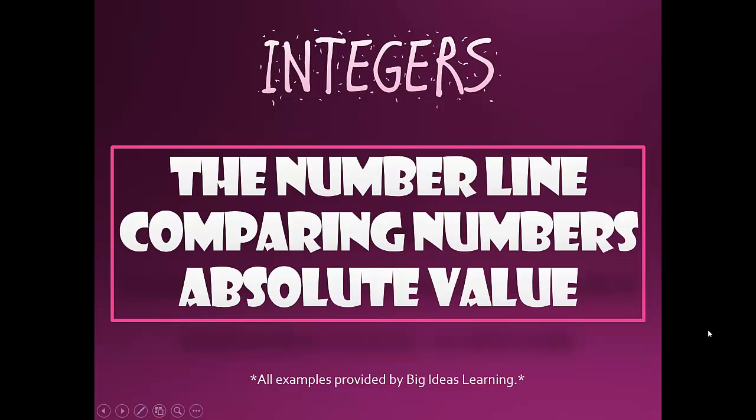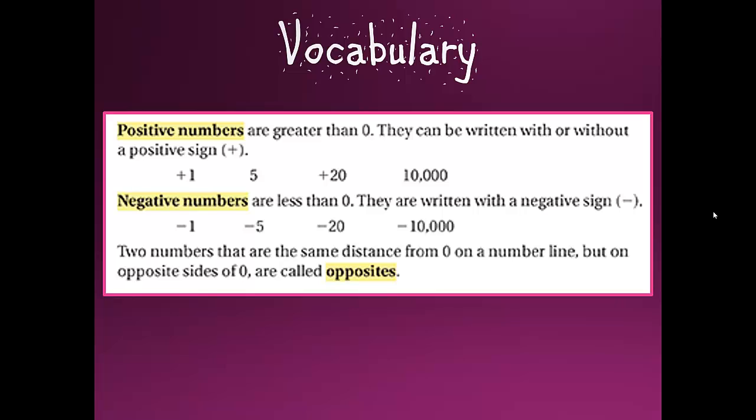Today's lesson is on graphing integers on a number line, comparing rational numbers, and on finding the absolute value of a number. First, we'll look at our vocabulary. Positive numbers are greater than 0. They can be written with or without a positive sign.